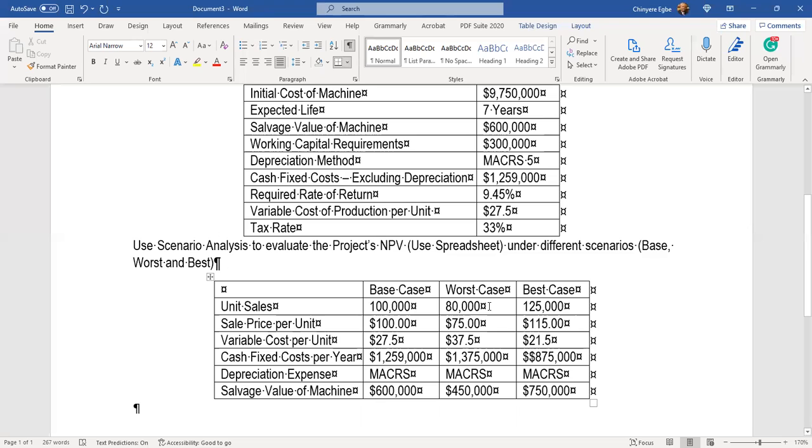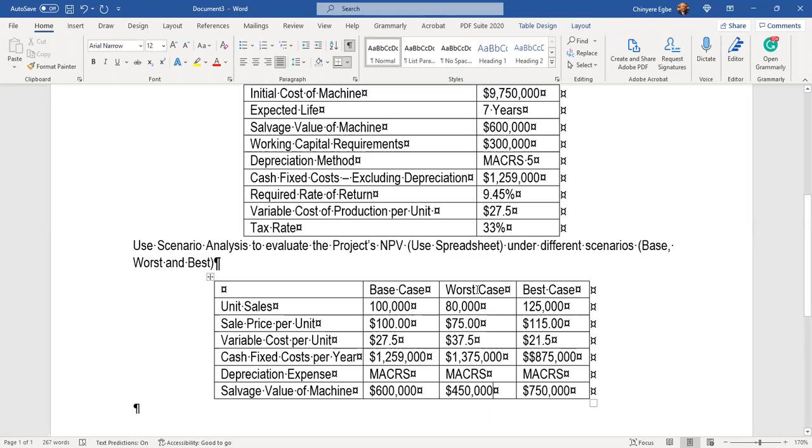So you can see in the worst case scenario, the sales are lower than what you anticipate. The sales price is lower than what you anticipated. The variable cost per unit increases, so the cost of production goes up. You expected to sell the machine at 600,000, but now what if we're able to sell the machine at only 450,000? So you have the worst case scenario.